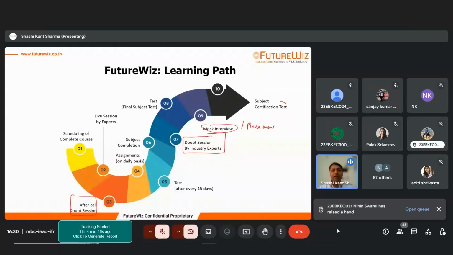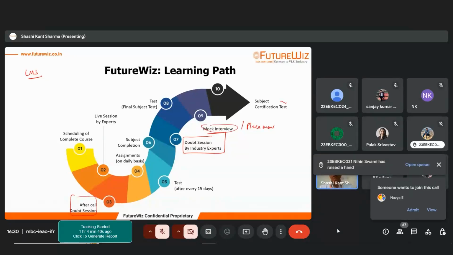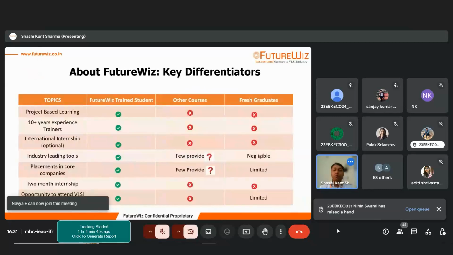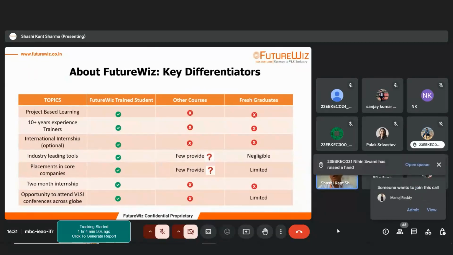So this is the complete learning path that anyone enters, in which we provide the LMS. The full package will be given to you, in which you have the course material, the video lectures, daily recordings, and assignments. Everything will be there on your dashboard. Every student, every aspirant who joins FutureWiz will have one LMS, with a unique password and unique user ID for each candidate.